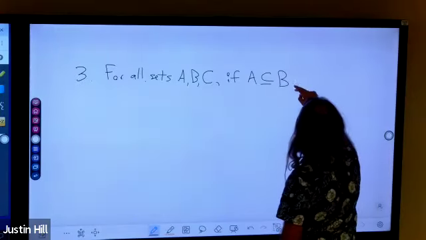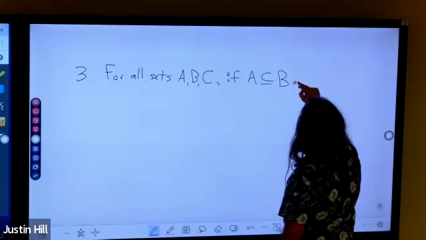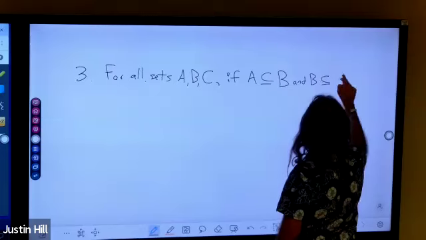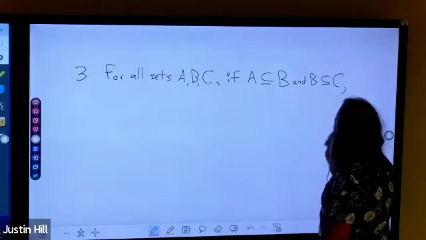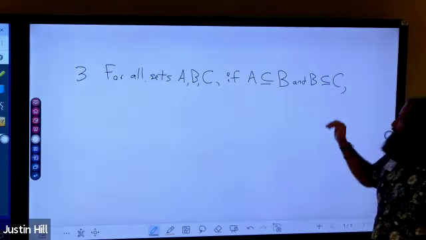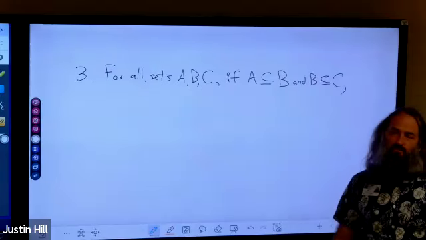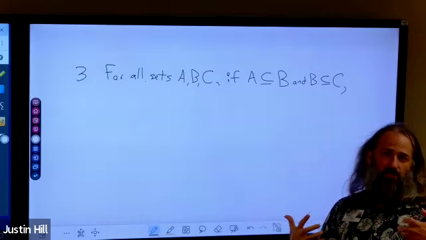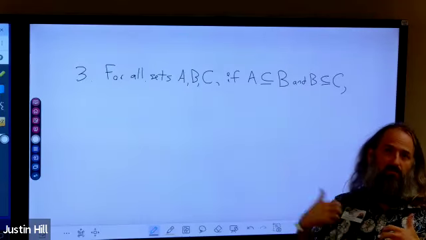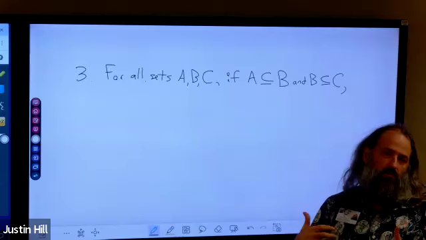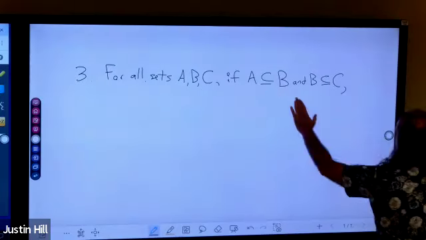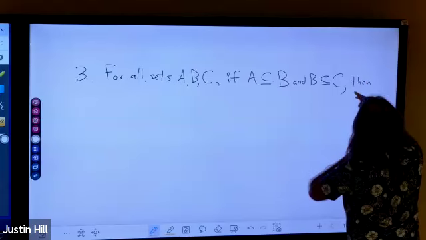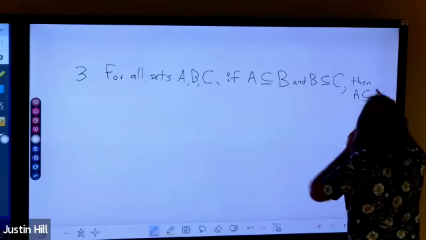and B is a subset of C. So as long as everything in A is in B and everything in B is in C, if you've got these three sets and you know everything in A is in B and everything in B is in C, then what do you know automatically? Good, you know automatically that A is a subset of C.